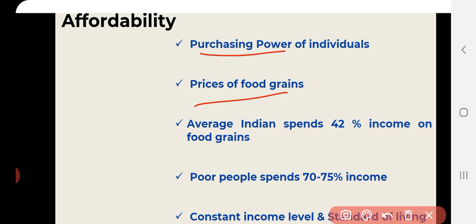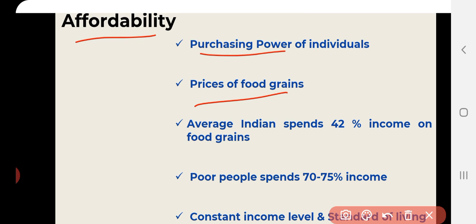Mere consideration of the quantity available is not enough for food security. The second important component is affordability. Whether the people of a particular country are in a position to purchase these food grains from the open market, whether they have enough income to purchase these grains from the market. This is the point of affordability we are discussing.